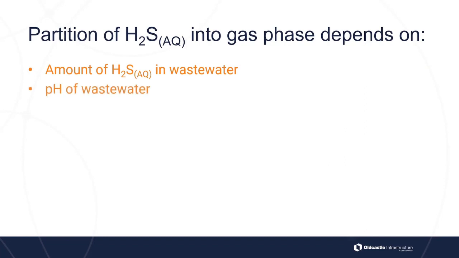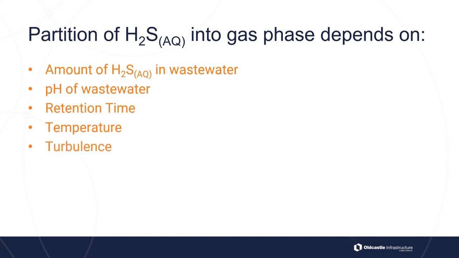Also, the pH of the wastewater. Low pH encourages the speciation of sulfides to favor hydrogen sulfide aqueous, which is the species capable of partitioning into the gas phase. Additionally, retention time is a big one. The longer it has to sit there, the longer the hydrogen sulfide aqueous can build up and then release more into the atmosphere. Additionally, temperature: increasing the temperature increases the release of hydrogen sulfide into the gas phase by reducing its solubility. And lastly, the turbulence.